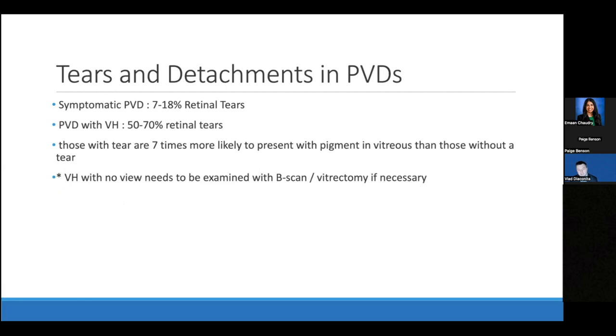And again, if you have a PVD and you show up to the clinic, and you guys are going to be working there, it doesn't mean you have a retinal tear. But depending on the study, people have quoted anywhere between 7 to 20% of PVDs that have symptoms, so floaters or flashes, may have a tear. That's why you have to look. And if you have a vitreous hemorrhage, or blood inside the eye, in the setting of a PVD, it's much more likely that you have a retinal tear.